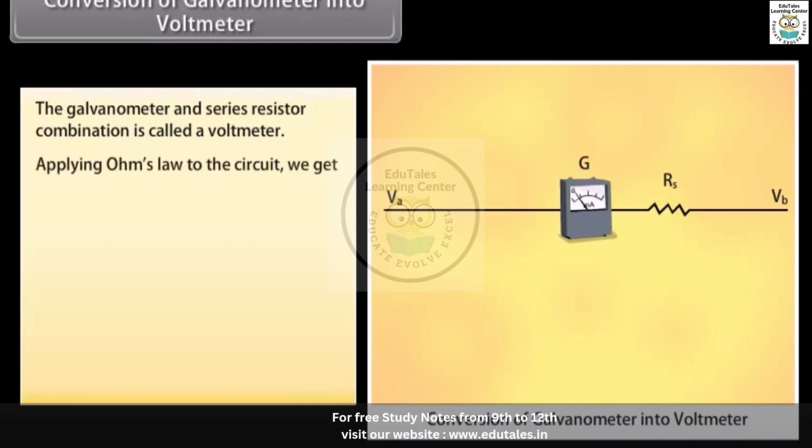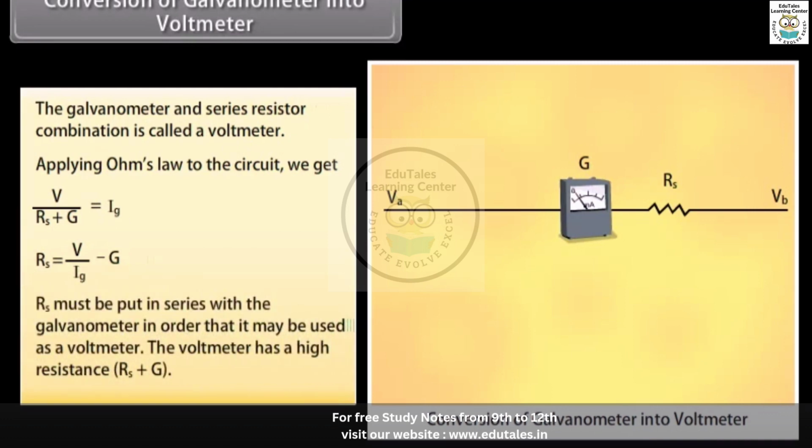Applying Ohm's law to the circuit, we get V upon Rs plus G within parentheses is equal to Ig. It can be written as Rs is equal to V upon Ig minus G. Rs must be put in series with the galvanometer in order that it may be used as a voltmeter. The voltmeter has a high resistance, Rs plus G within parentheses.